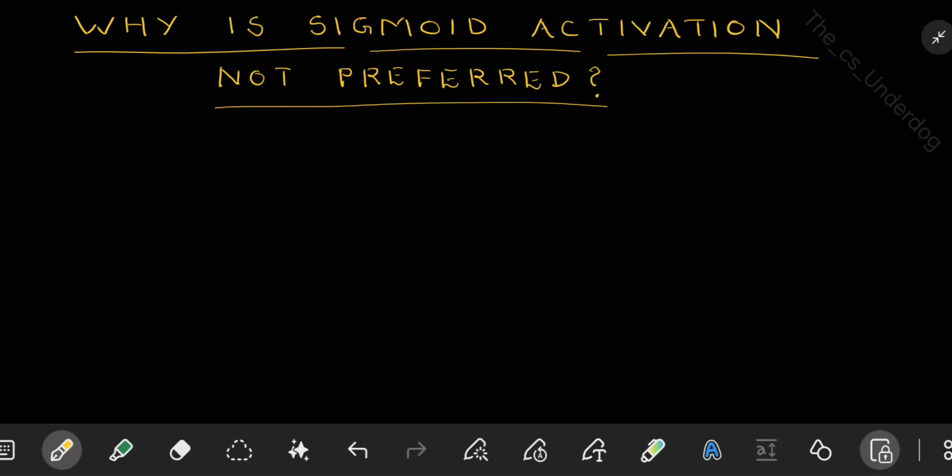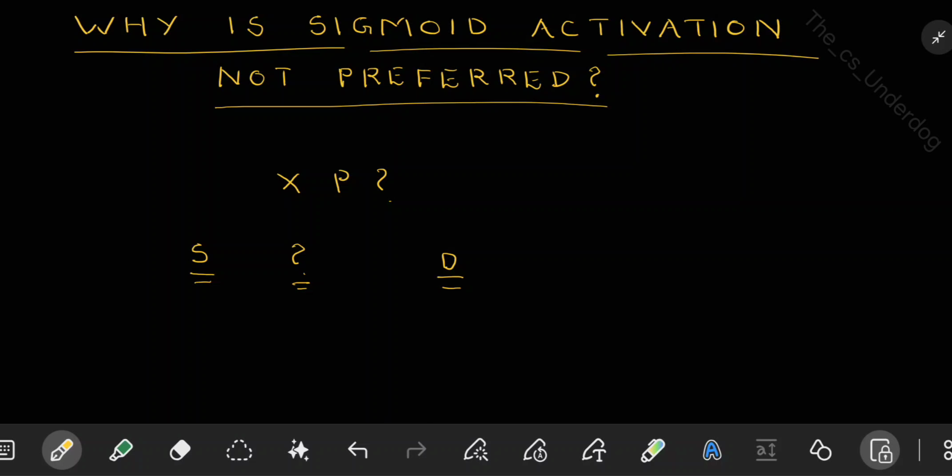Why is sigmoid activation not preferred? In the last lecture, we learned about the sigmoid activation function. What did we learn? We learned what the sigmoid activation function is, how to use it, and what the formula for it is. We also learned about the derivative of sigmoid and how it is useful. We also saw the use cases of sigmoid.